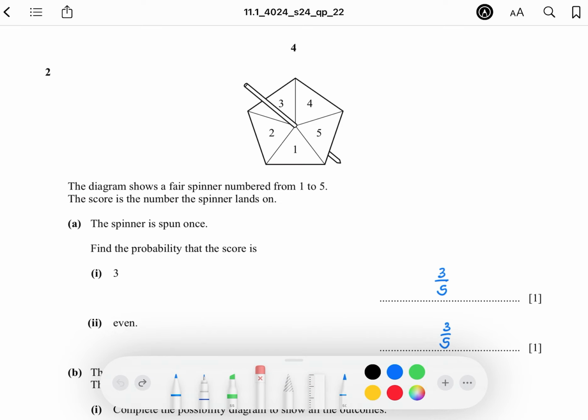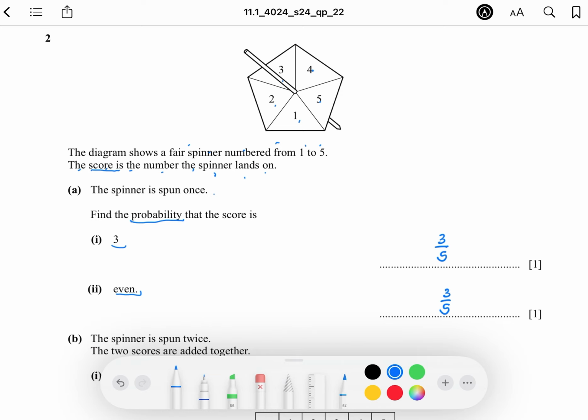First question here, the diagram shows a fair spinner numbered 1 to 5. The score is the number the spinner lands on. So the scores are the numbers. The spinner is spun once. Find the probability that the score is 3 and even. Looking at the answers given here, there's a 50-50 chance that this answer is correct.